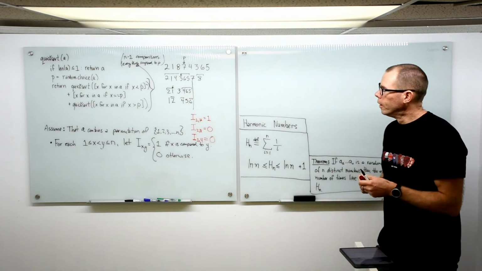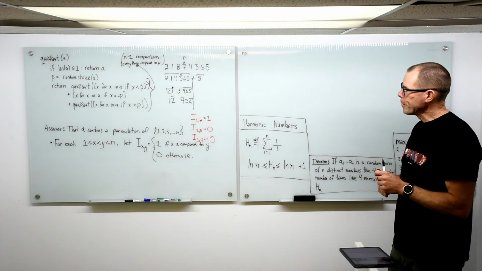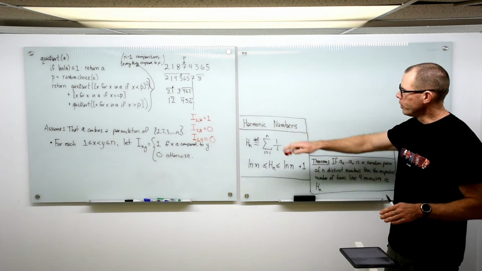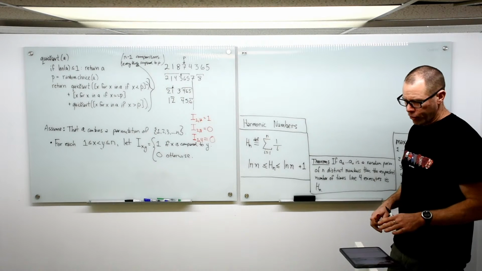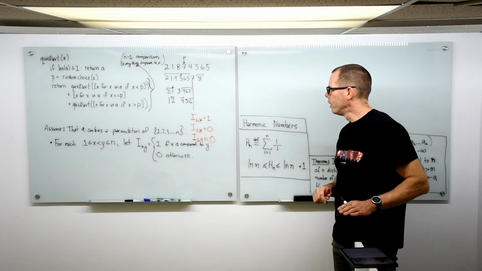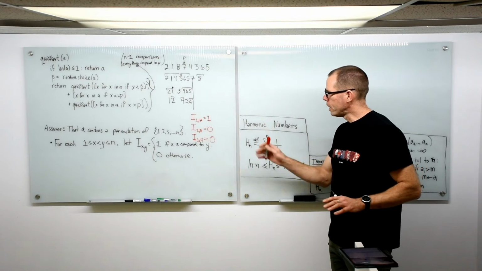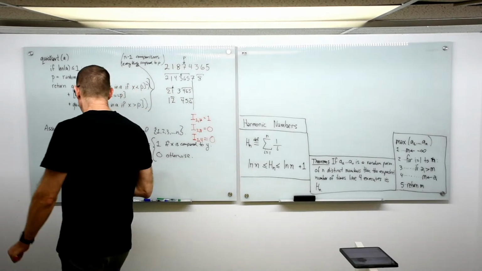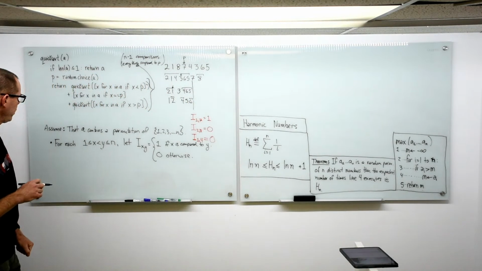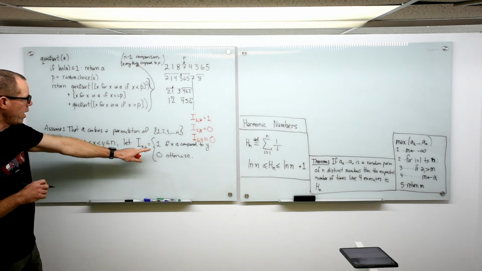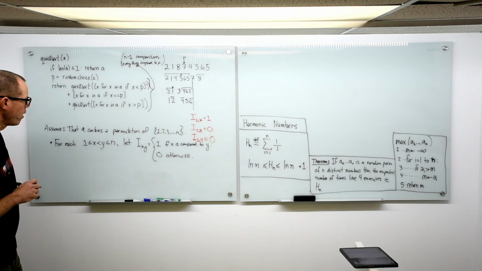All right. So write in the comments if you want me to do this indicator variable for another pair of numbers, and I will, because it's important. But for now, let's keep plugging away. So we assume A contains a permutation of 1 to n. We define this indicator variable ixy, which tells us if x and y were compared.